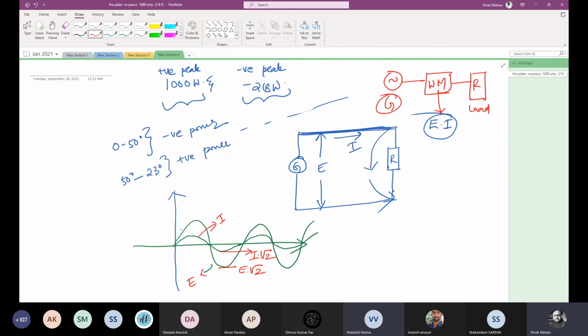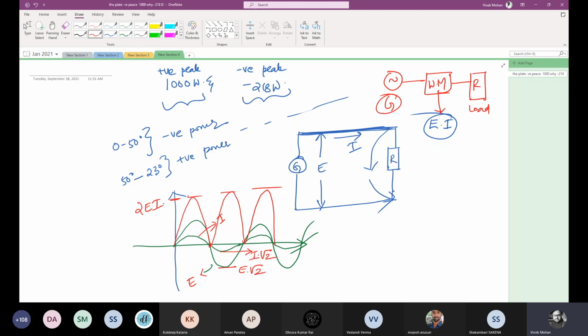Anybody? No, sir. So how will it look? If I draw like this, after this point, what will happen? Sir, same thing above. It will repeat like this, right? See, these are equal. Now what is this peak value? 2 EI. Good. So 2 EI is my peak power value.